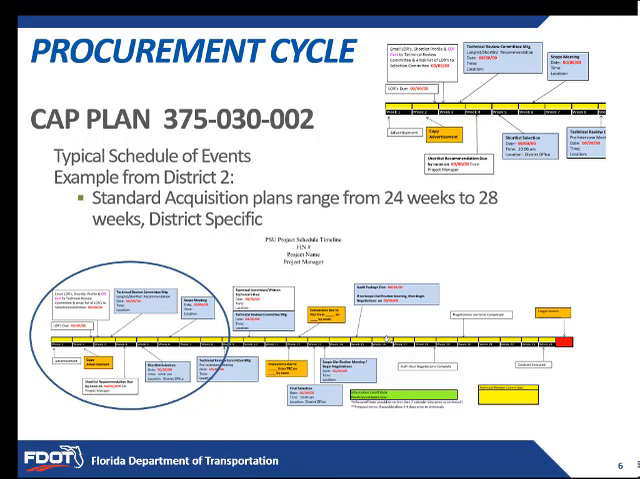Every district has a standard acquisition plan for an individual project. And there are lots of different events, and we'll talk more about that, built within the execution of the contract. A typical plan ranges somewhere between 24 to 28 weeks, and that's district specific. But what you see here are some of those events that are built within the execution of your contract. A critical thing here, just like what I mentioned before, is good communication with your PSU coordinator, your PSU administrator, making sure that the dates have been mapped out appropriately.